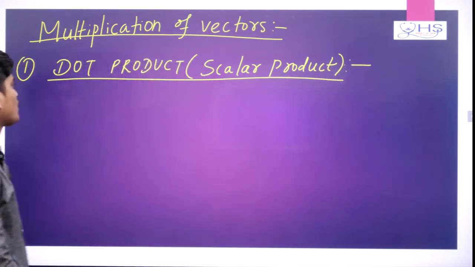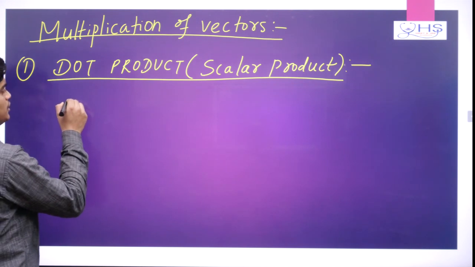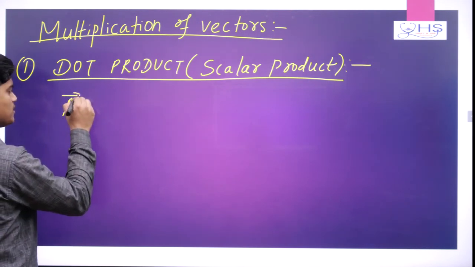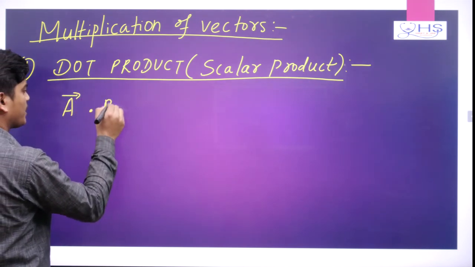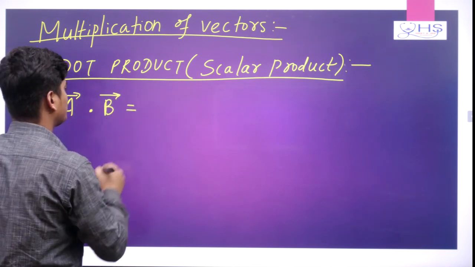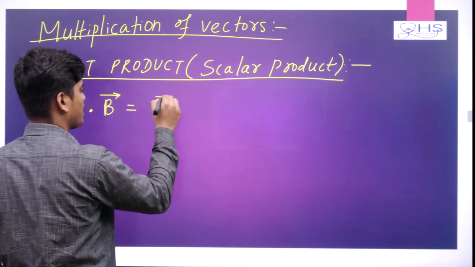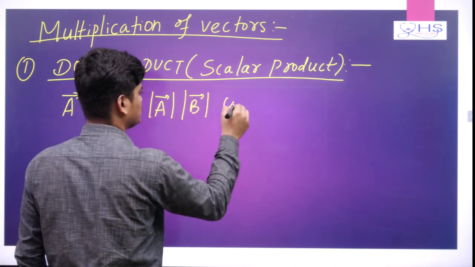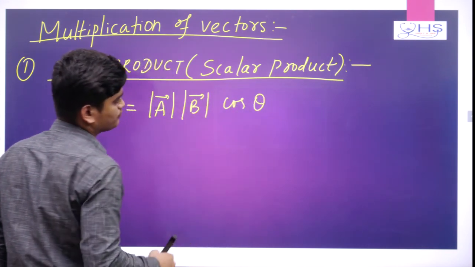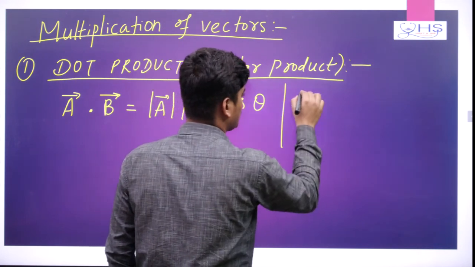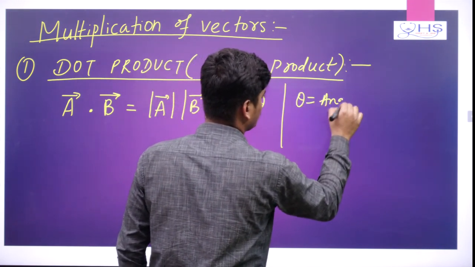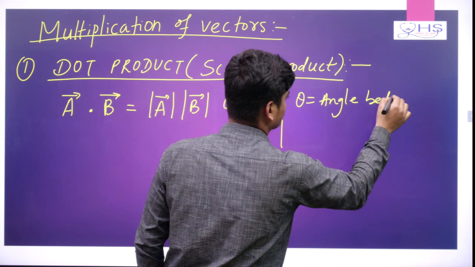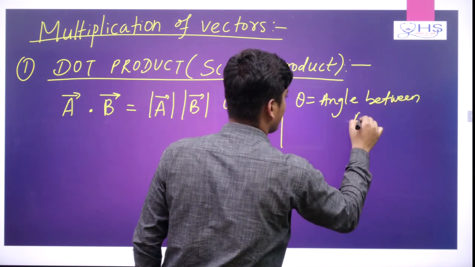And in dot product, here I write A vector dot B vector. How much is it? That is A vector magnitude into B vector magnitude into cos theta, where theta is nothing but the angle between A vector and B vector.